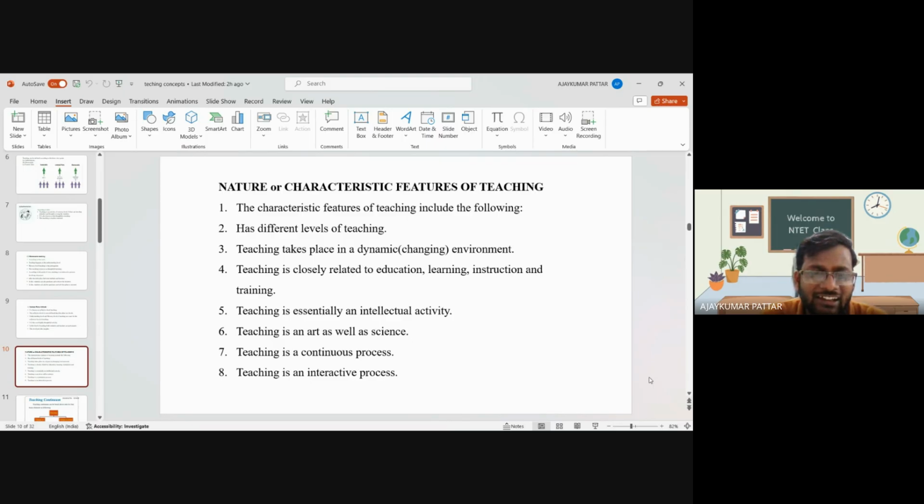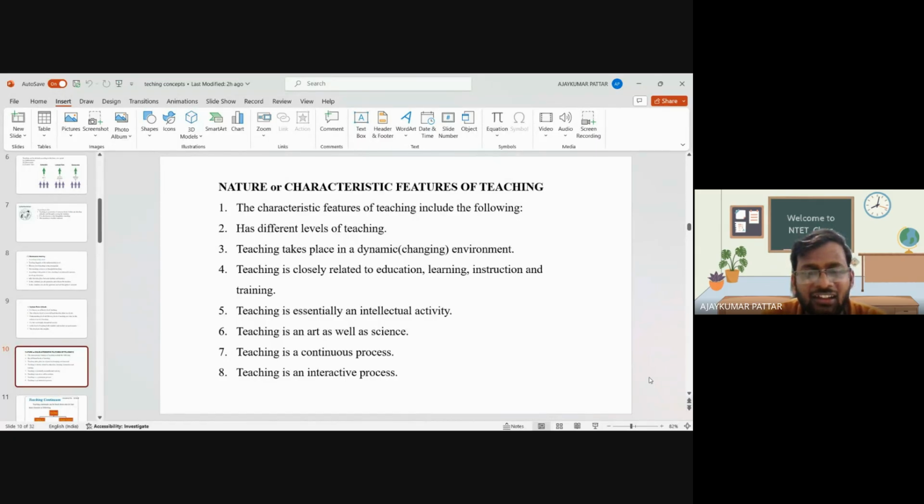And teaching is an essential and intellectual activity. Of course, without intellectual activity, teaching will not happen. Intellect should be there, then only teaching will happen. Without intellect, there is no teaching. Whatever type of intellect that may be, different types of intellect we can use for teaching. But an essential intellectual activity should be there.